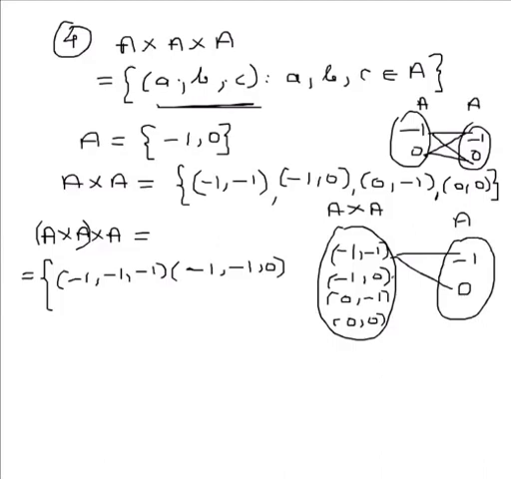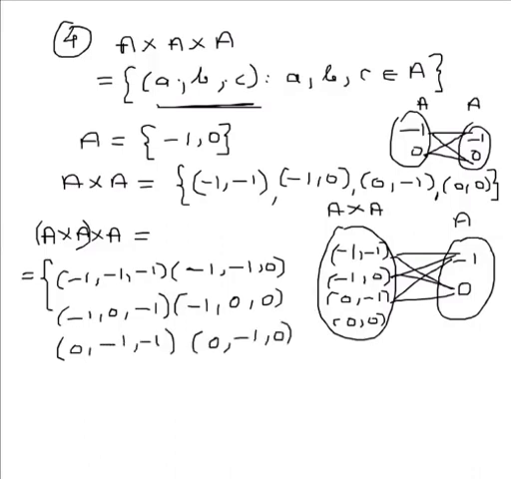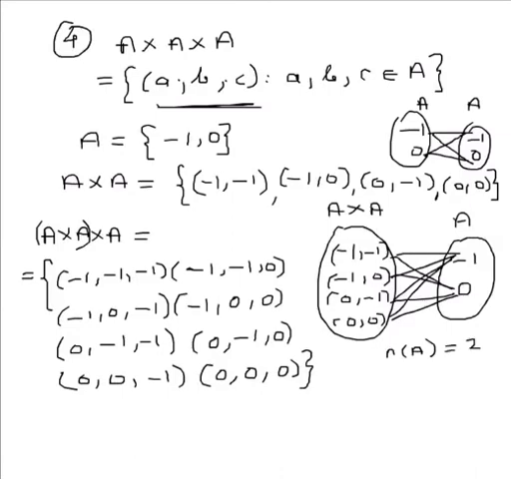Now let us write with the second element: (-1,0,-1), (-1,0,0). And then with the third element: (0,-1,-1), (0,-1,0). Then with the fourth element: (0,0,-1), (0,0,0). So totally we have 8 elements. The number of elements of A is 2, so the number of elements of A cross A cross A will be 2 into 2 into 2, which is 8.